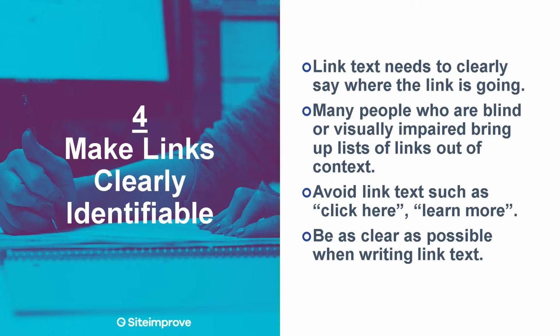The fourth thing is make your links clearly identifiable. Link text needs to clearly say where the link is going. The reason being, people who are blind or who use a screen reader can bring up a list of links, which is really handy, especially on some of those news sites that have 281 links on them, and they do exist.